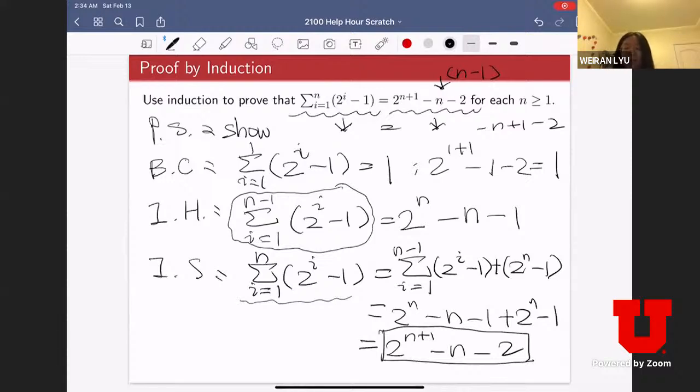All right, and you can also assume that P of n is true and show that P of n plus 1 is true. Any questions on this one?